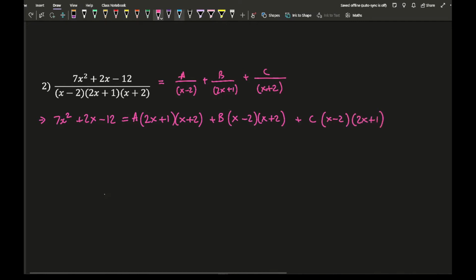So now all I've got to do is figure out what values I'm going to be substituting in. To make this bracket equal to 0, x needs to equal a half. For this one, it's going to be -2, and this one, it's going to be +2. So they're the three values I'm going to be substituting in.